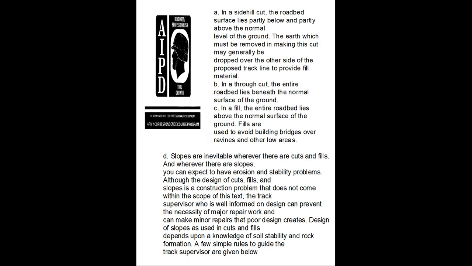Design of the slopes used in cuts and fills depends on knowledge of soil stability and rock formation. A few simple rules to guide the track supervisors are given below. Ordinary stable soil may be sloped at the ratio of 1.5 horizontal to 1 vertical. Without the danger of sliding, rock may slope at the ratio of 1/8 to 1/2 horizontal to 1 vertical, depending on the formation and composition of the rock.